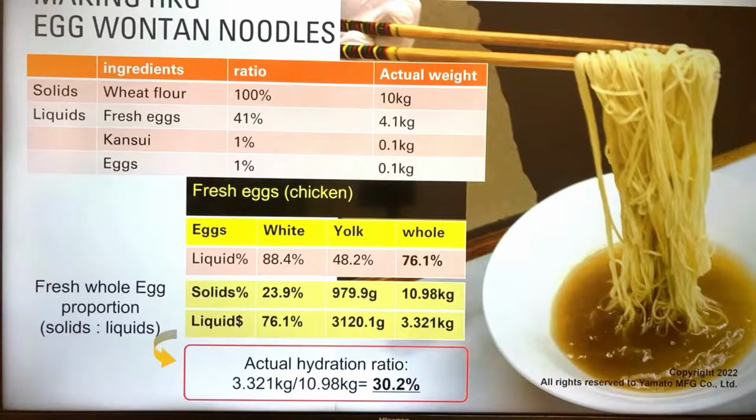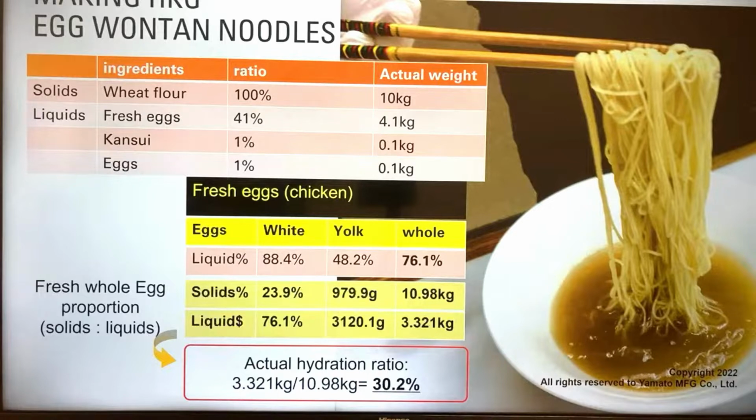This is the weight of liquid eggs without the shells. I'd probably expect it to be around 100 eggs, depending on size. Oh sorry, it says egg but it's salt, 1% each, so 0.1 kilograms each, and these are liquid ingredients.